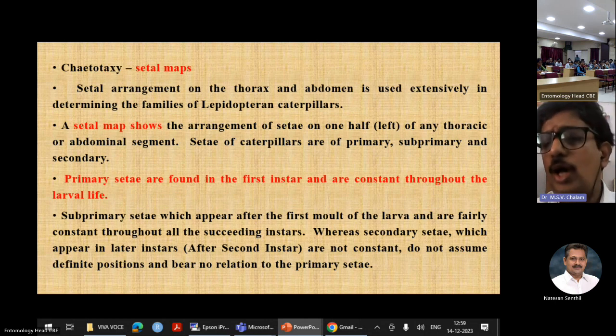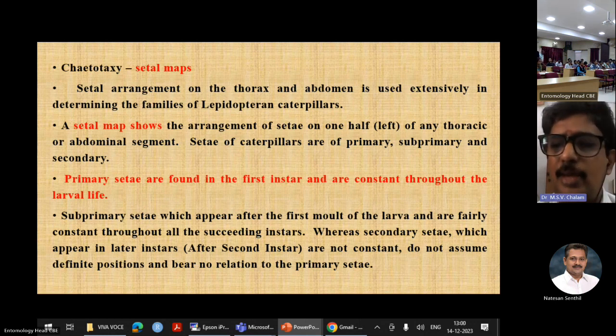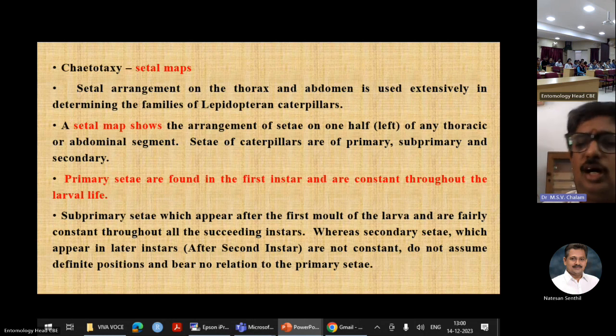Now, what is a setal map? Through chaetotaxy, we will be constructing the setal maps. A setal map is nothing but the arrangement of setae primarily present on the thorax as well as the abdomen. A setal map depicts the arrangement of setae on one half, maybe the left half, maybe the right half, of any of the thoracic or abdominal segments.